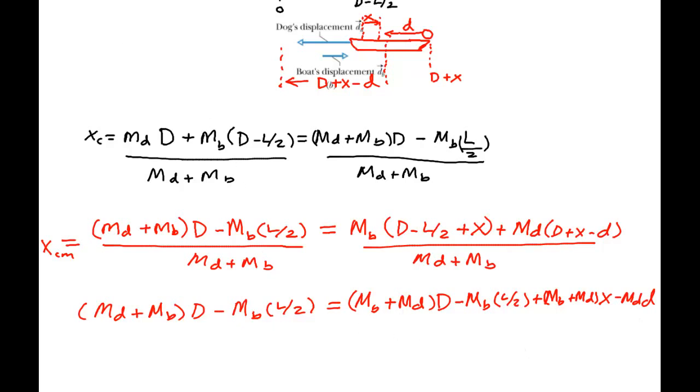Looking at this, we can see that this term cancels that term. The boat's length cancels out. And so I have 0 is equal to the mass of the boat plus the mass of the dog times the distance the boat moved, minus the mass of the dog times the distance the dog walked.